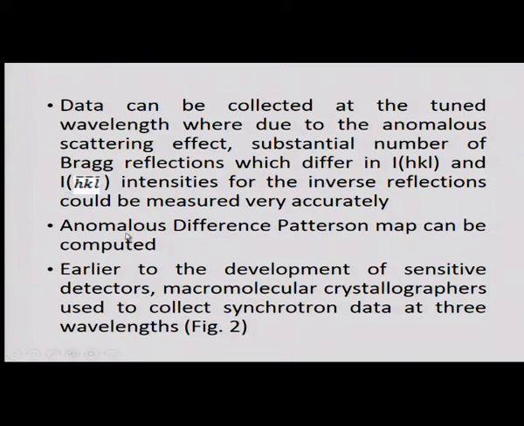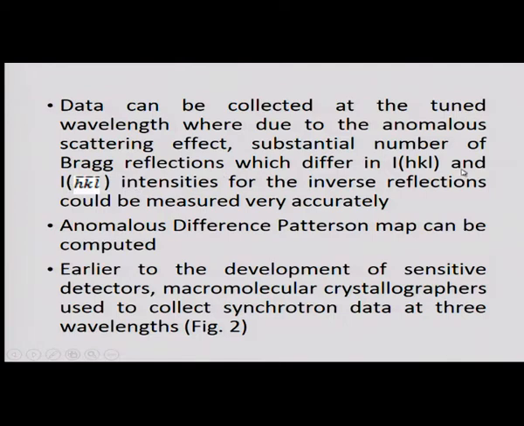Okay. Now, already we have seen there is a Patterson map called anomalous difference Patterson. What do you mean by anomalous difference Patterson? Since intensity of HKL reflection will not be equal to intensity of H bar, K bar, L bar reflection, if we take the square root of this, we get modulus F of HKL. This is square root, modulus F of H bar, K bar, L bar. So, by virtue of this not being equal to this, we have mod F of HKL will not be equal to mod F of H bar, K bar, L bar.